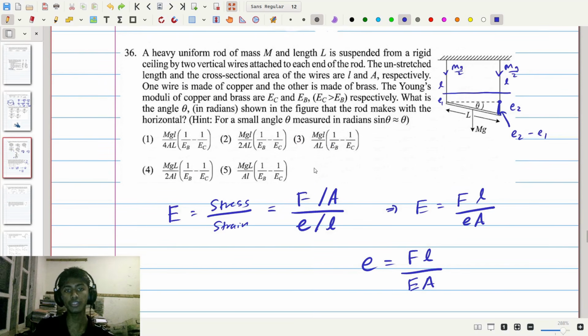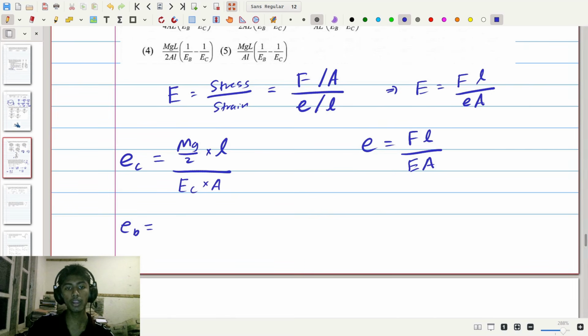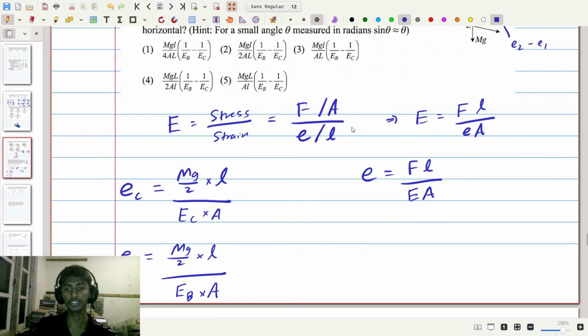Now considering each of these, for the copper, E is equal to E sub C, and for the brass, E is equal to E sub B. For those two, considering their forces and their extensions, we get the extension of copper being equal to force of mg over 2 times natural length of L divided by Young's modulus of E sub C times cross-sectional area A. And for the brass, we get the extension being equal to mg over 2 times L divided by E sub B times A. So we get these two equations for the two extensions.